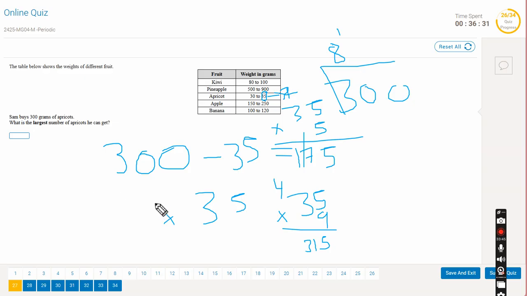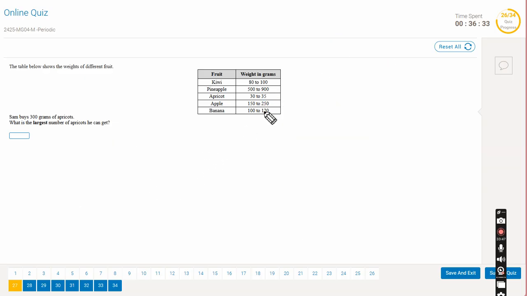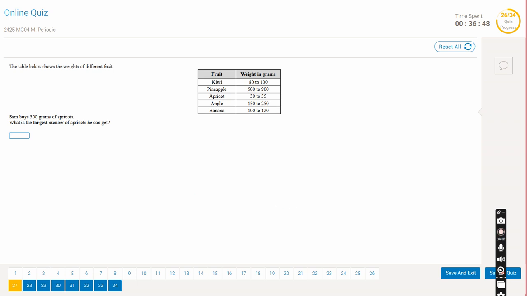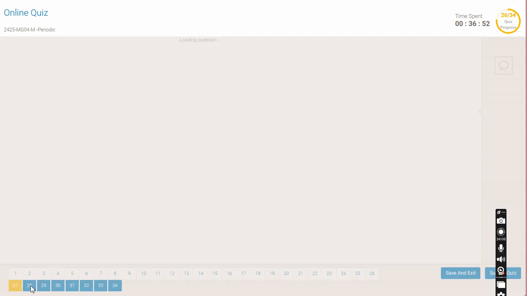Okay, sorry, my bad, here they're saying what is the largest number of apricots? So for a large number of apricots, you will divide by 30, because if they're smaller, he'll get a larger number. So 300 divided by 30 directly, right? So just getting 10. So he wants a larger number, not the heavier ones. So it will be 10 here. Let's go to the next one.